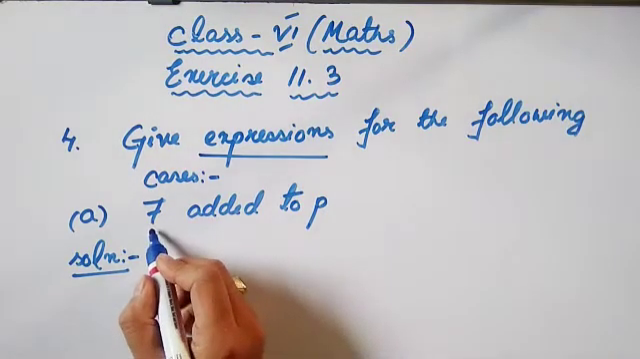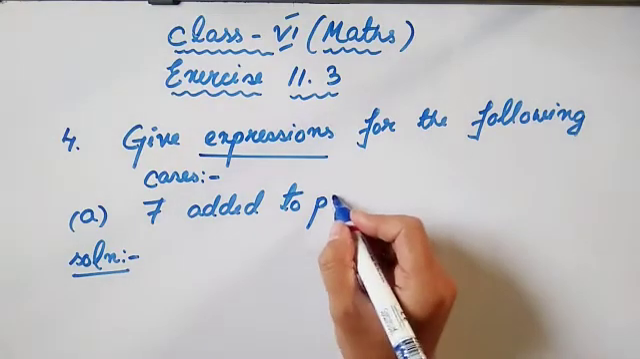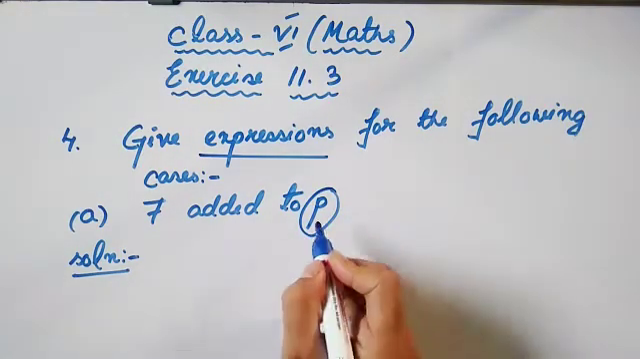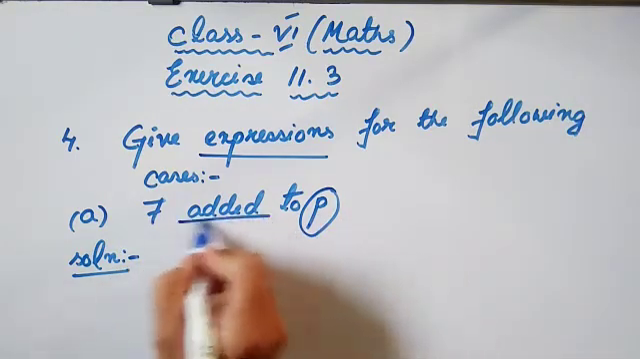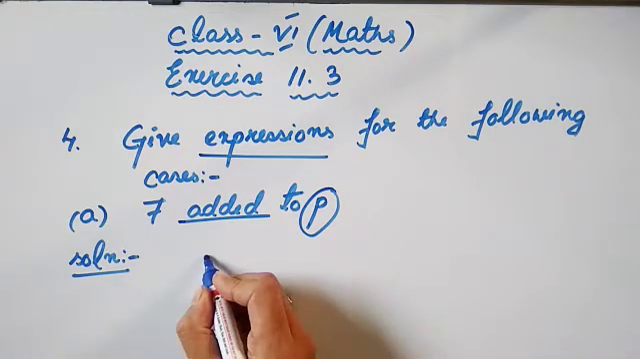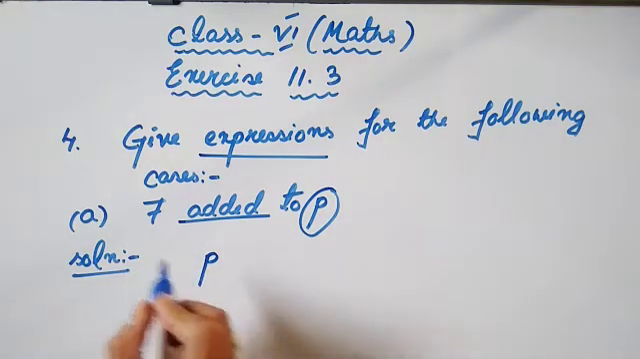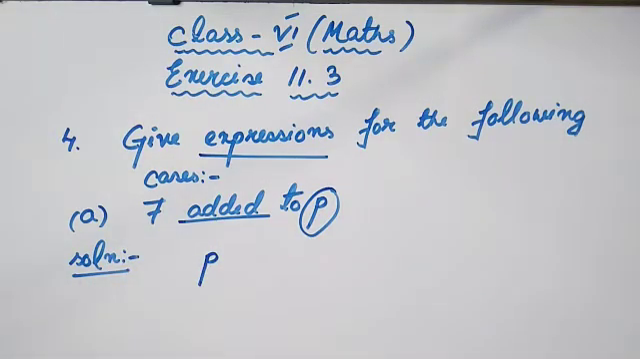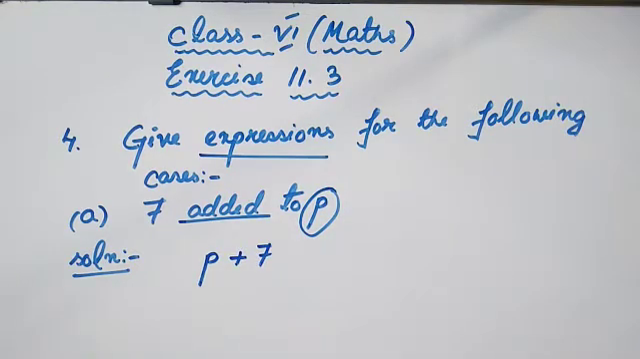It says, 7 added to P. Okay, so here we have a variable P, and to this variable P, our number 7 is added. So the expression will be written like this. We have a variable P, right? And to this variable P, 7 is added, right? So added means plus sign. So P plus 7. Understood? So like this, we are going to form expressions.